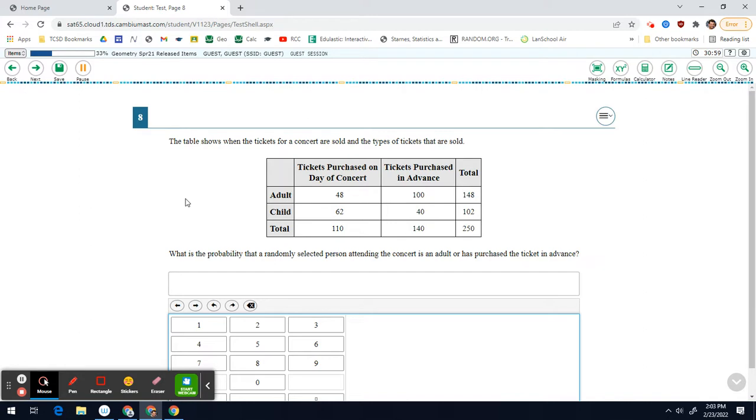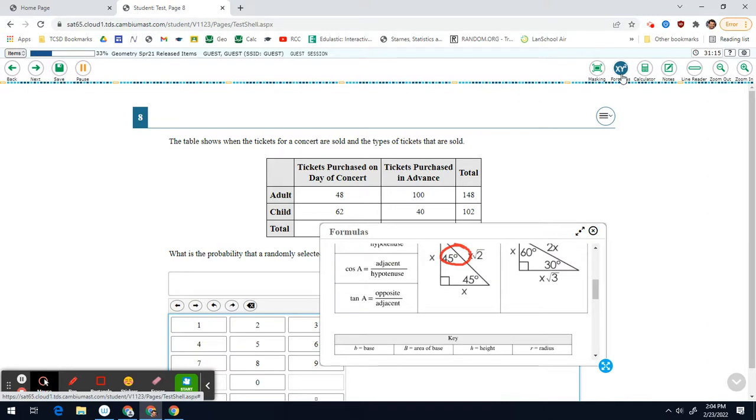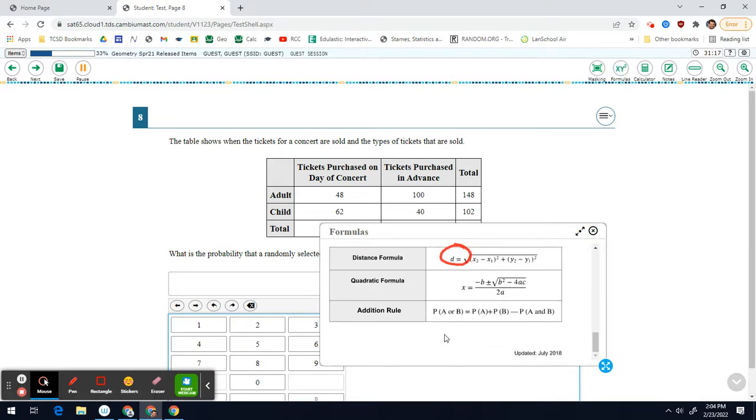So what is the probability that a randomly selected person attending the concert is an adult or has purchased the ticket in advance? This is another topic, probability. This word "or" is super, super huge, right? There's this thing called the general addition rule. It is on your formula sheet. It's the very last thing. But this is where the "or" comes into play.